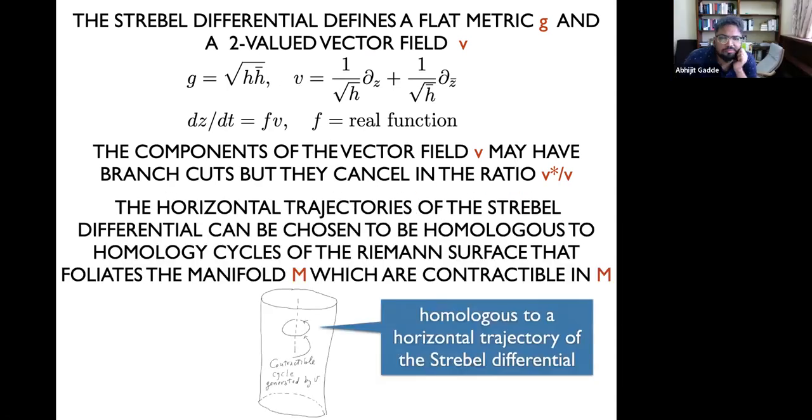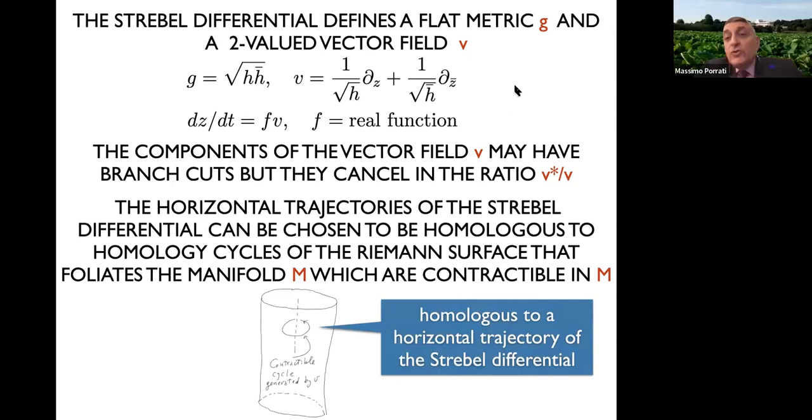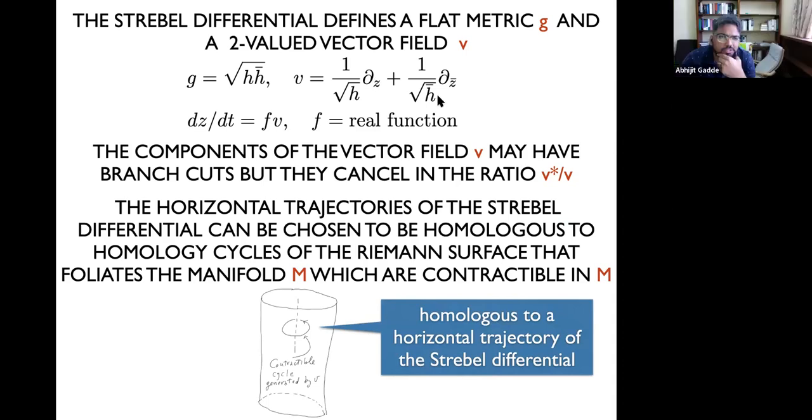Sorry, Massimo, what does it mean to take ratios of two vector fields? Or the components of the vector field in this local coordinate. Oh, okay. And what are these points where these differentials are singular?